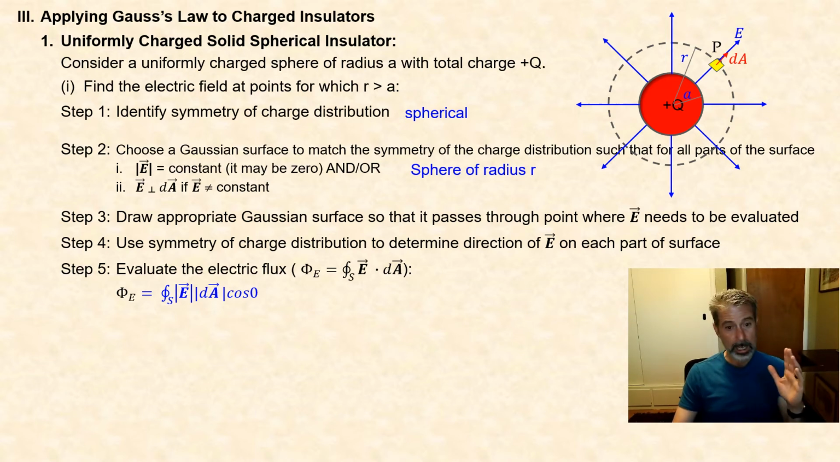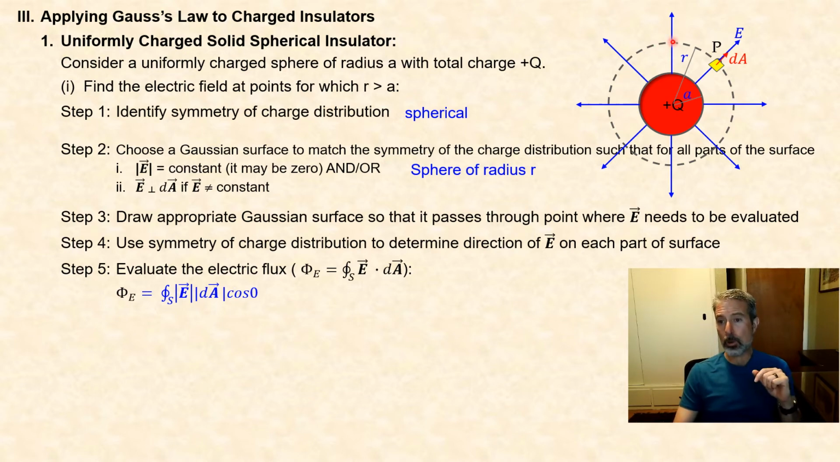And as we said previously up here, that E has to be constant. With this choice of surface, the magnitude of the field will be constant over every piece of the surface. The flux is certainly not 0 through the surface, but you will notice that the field is constant at every point.